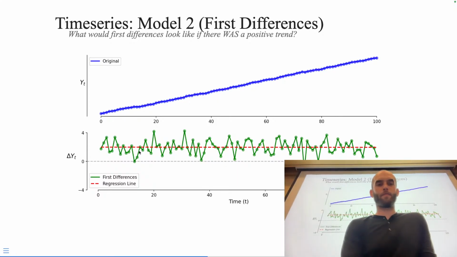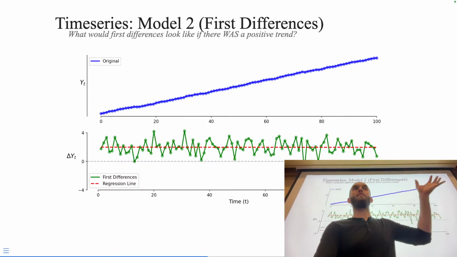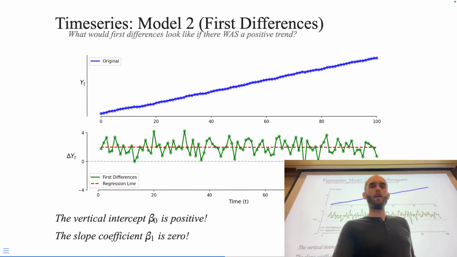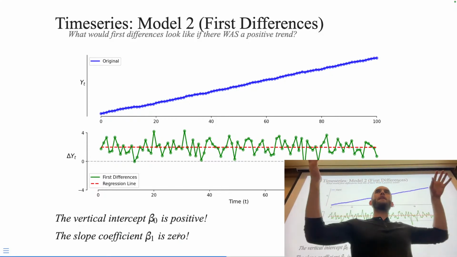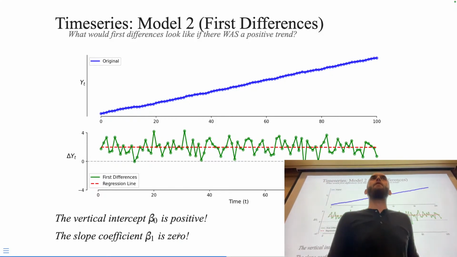All right, this is my line. This picture shows us that there's a positive relationship, and I also don't have autocorrelation, or not as bad a problem. Nice. The vertical intercept is positive, which means there's a positive trend in yt. And then the slope coefficient is 0. It's just increasing at the same rate through time, almost like the second derivative.